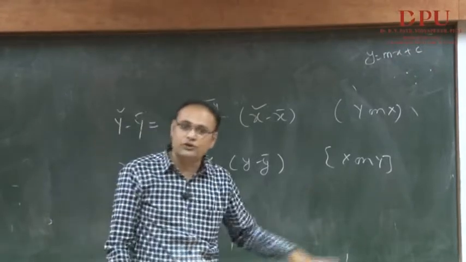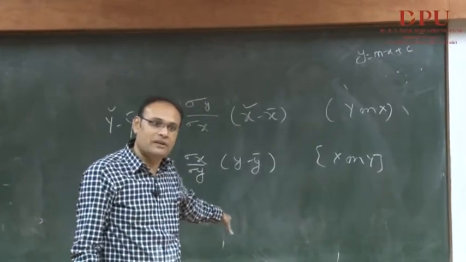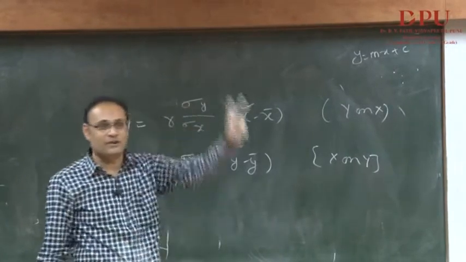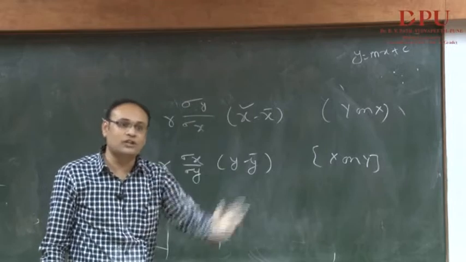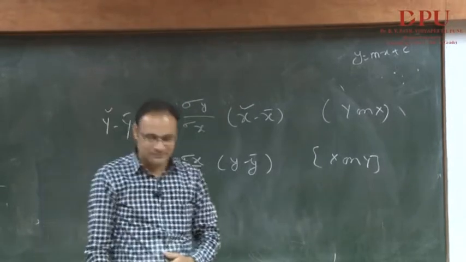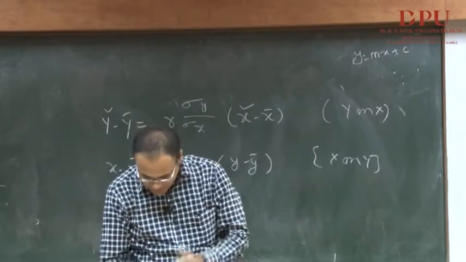Right? Again, you need to substitute the values of sigma x, sigma y, x bar, y bar, and again make one more equation which is called equation number 2. And then solve these two equations, alright? So then you will get the answer. Then you will get x or y.